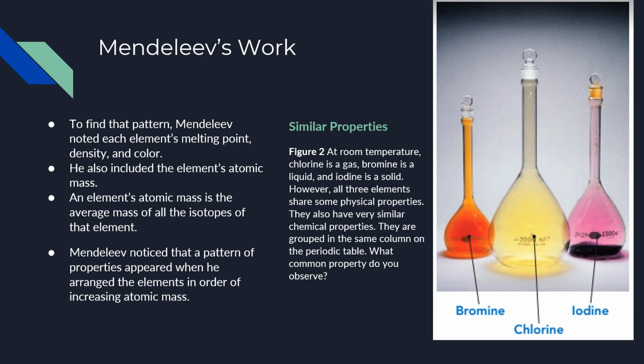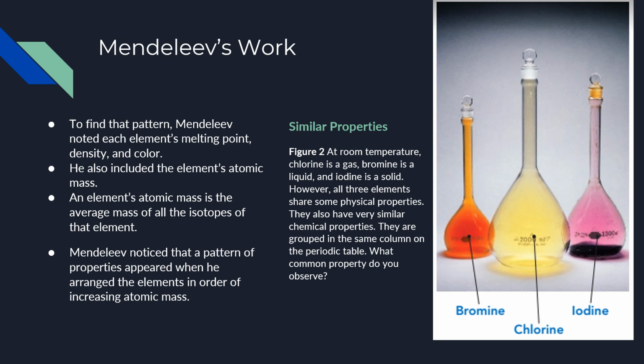Mendeleev's work. To find that pattern, Mendeleev noted each element's melting point, density, and color. He also included the element's atomic mass. An element's atomic mass is the average mass of all the isotopes of that element. Mendeleev noticed that a pattern of properties appeared when he arranged the elements in order of increasing atomic mass.